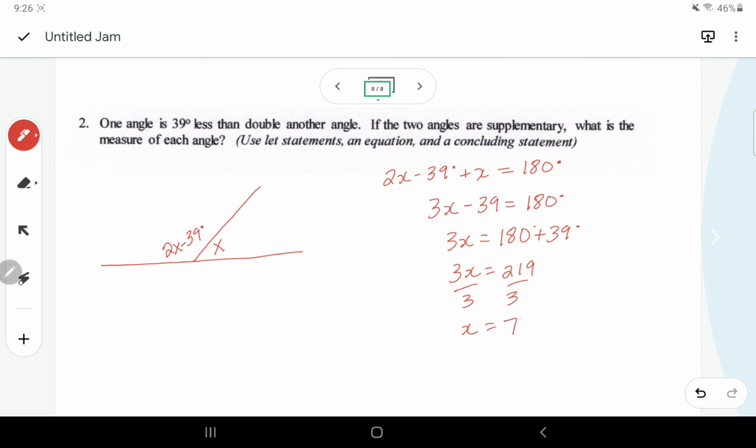73 degrees. And you could always check. Do 73 times 2 minus 39, which is 107. So 2x minus 39 is 2 times 73 minus 39, which is 107. And do 107 and 73 add up to 180? Yes, they do. Okay.